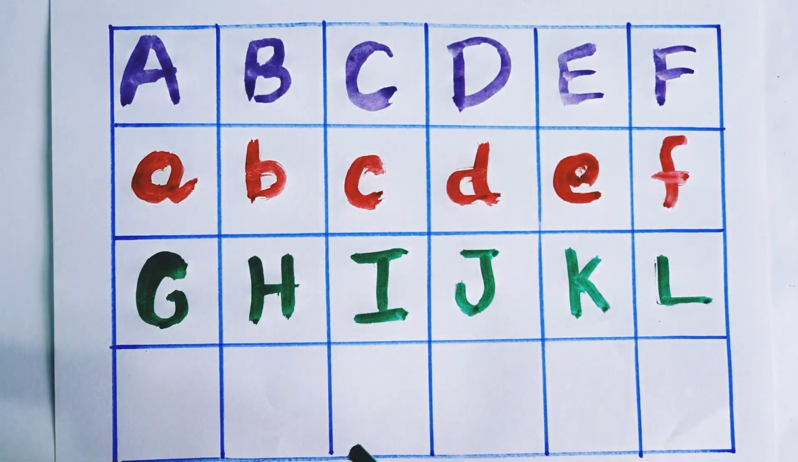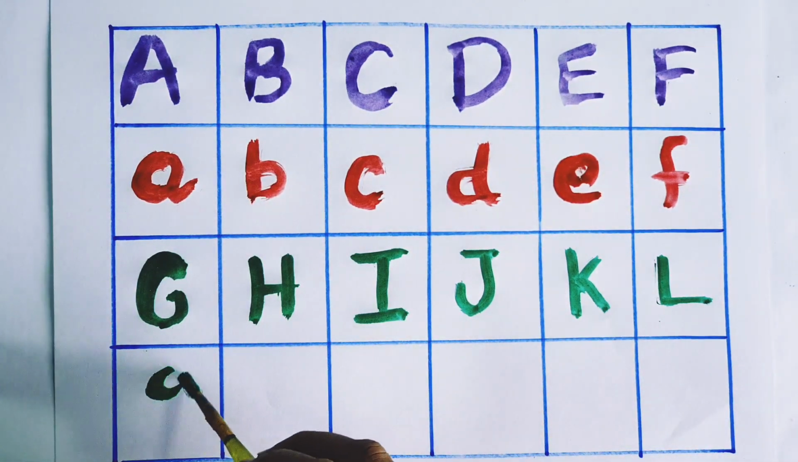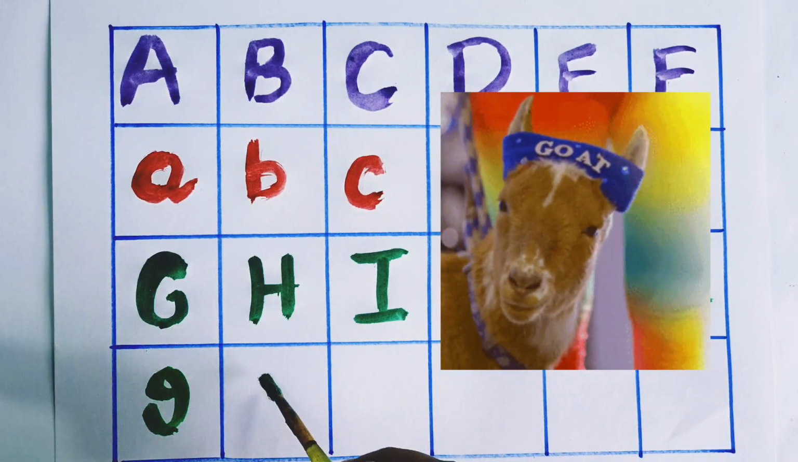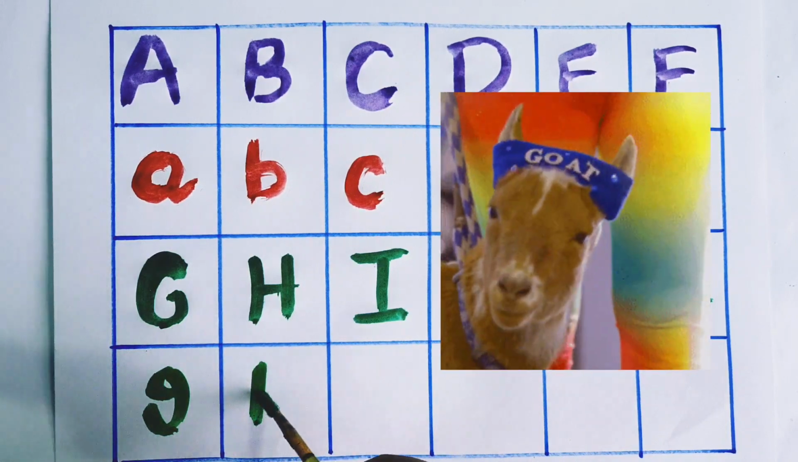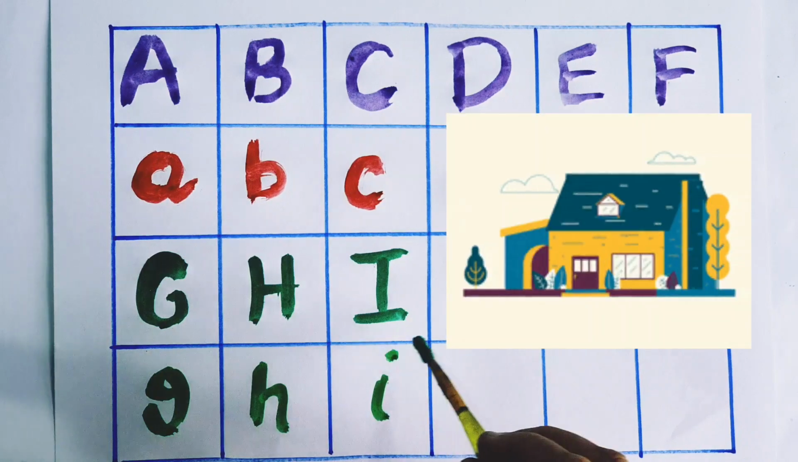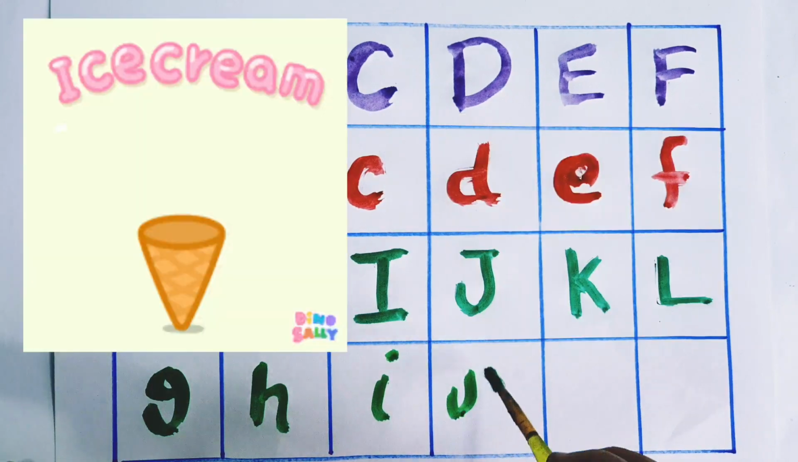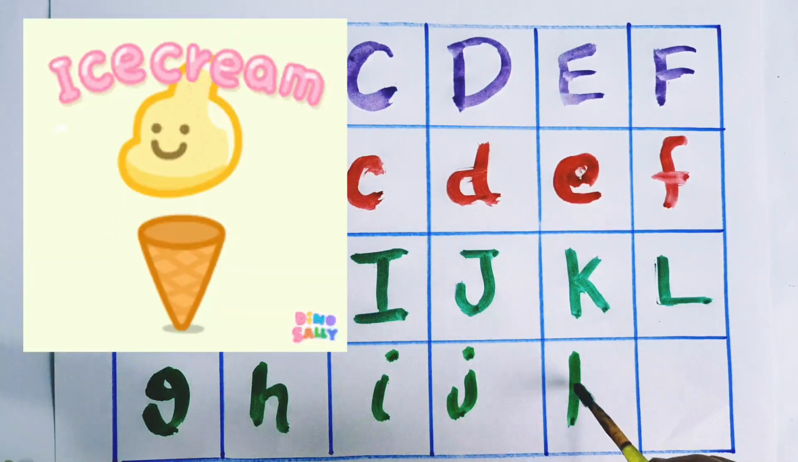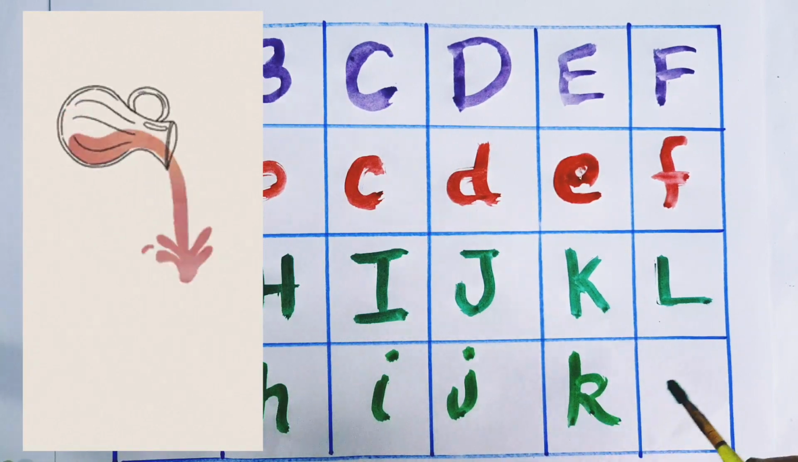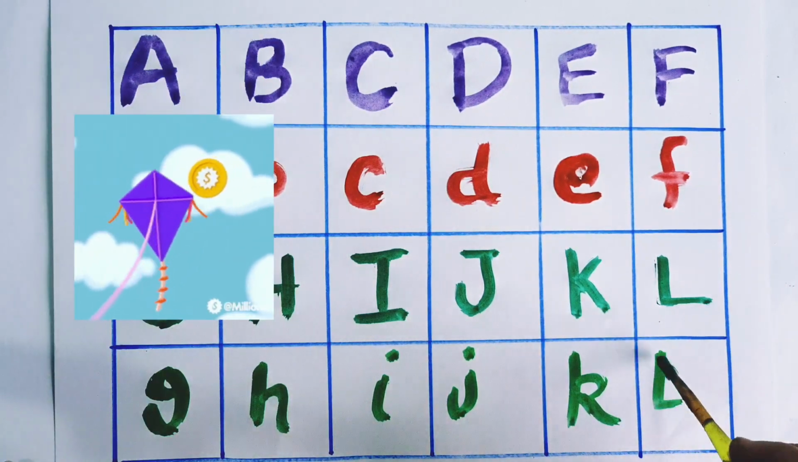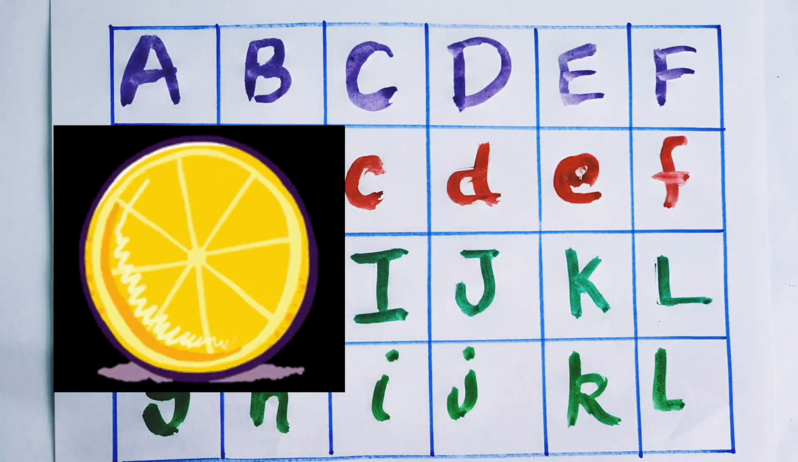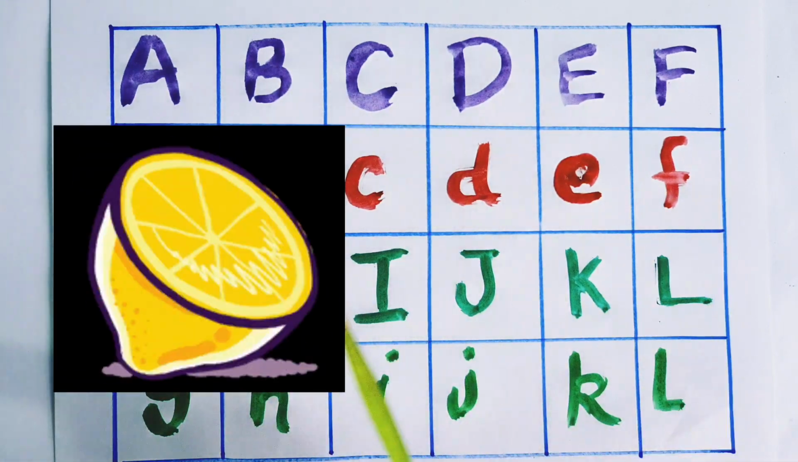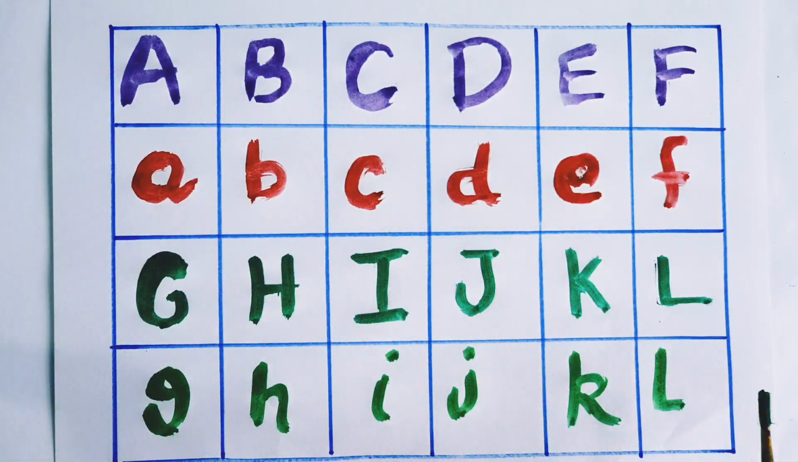Light green color. G for goat. H for house. I for ice cream. J for jug. K for kite. L for lemon. Purple color, red color, dark green color and light green color.